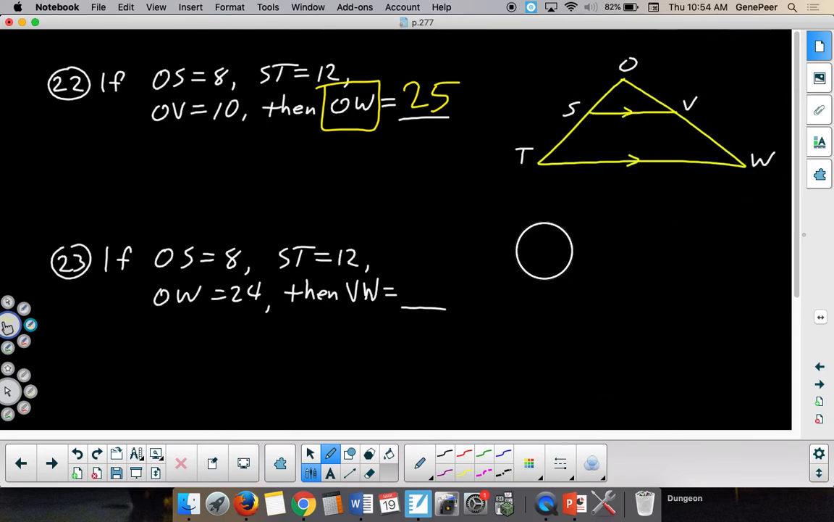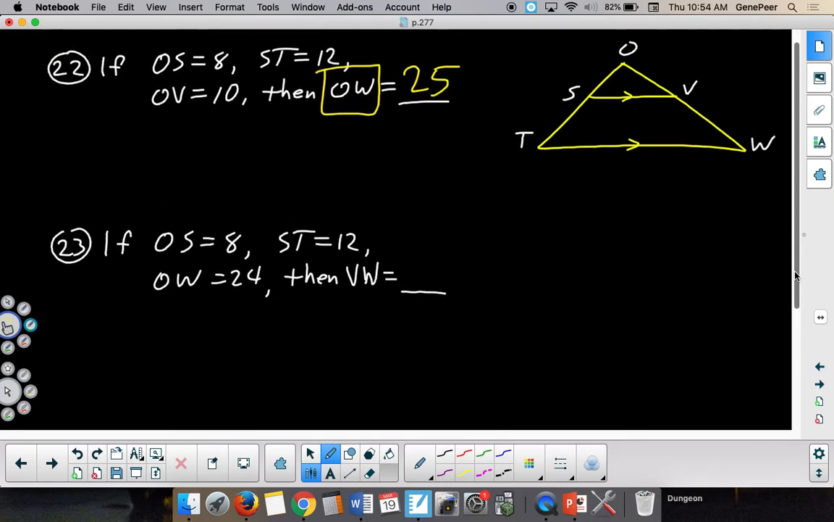Number 23. Okay, so what's up with 23? Is 23 the last one? Almost. Okay, number 23. If OS is 8, and ST is 12, and OW is 24, the whole thing is 24, then what's VW? All right, this one's a little bit trickier. Let's call VWX just to make life a little bit simpler.